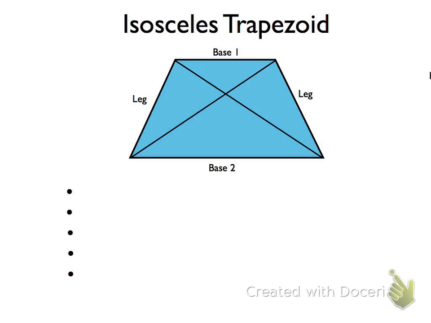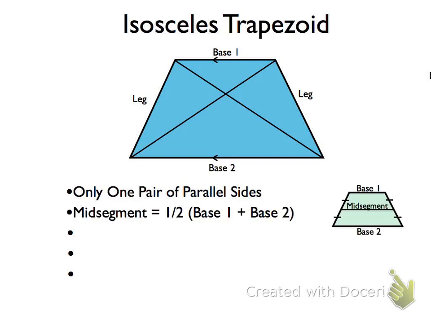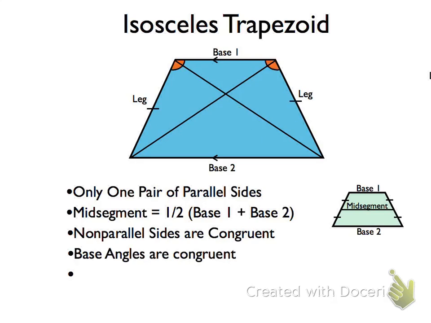An isosceles trapezoid. So now we're going to add in the opposite legs being congruent and the diagonals. Alright, for a trapezoid, only one pair of parallel sides, so your top and the bottom again. Still have that mid-segment equaling half of the two bases added together. Now this is where we add a few things. We have the non-parallel sides, and that just means that these two legs are congruent. We have the base angles that are congruent. So here we have base 1 angles. The orange ones are congruent.